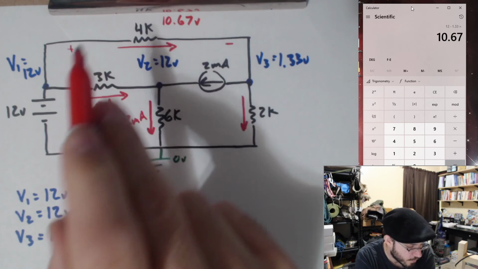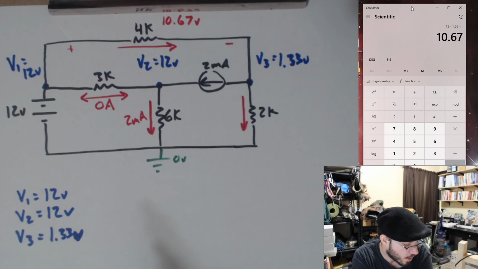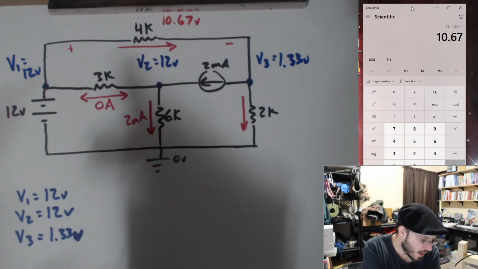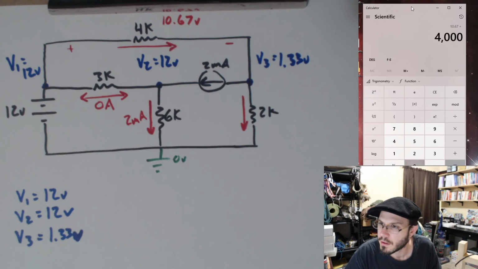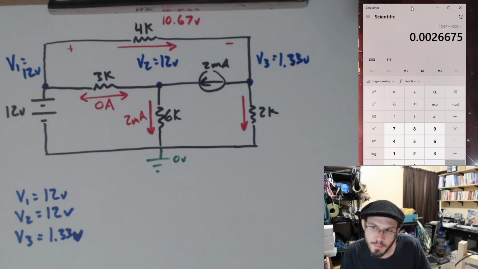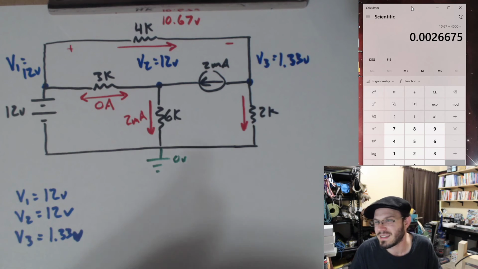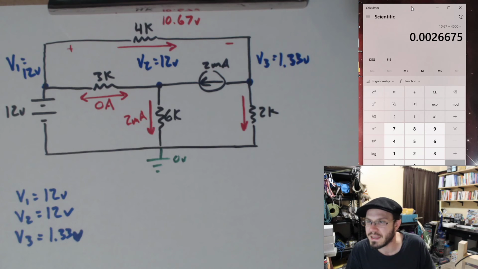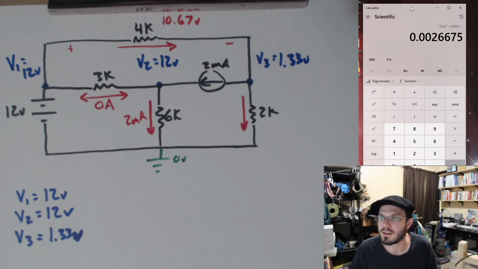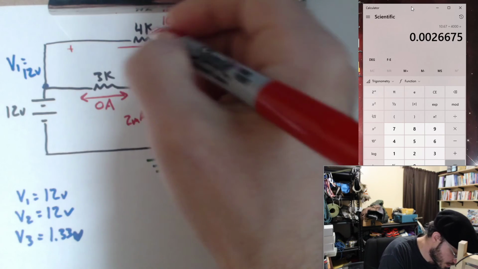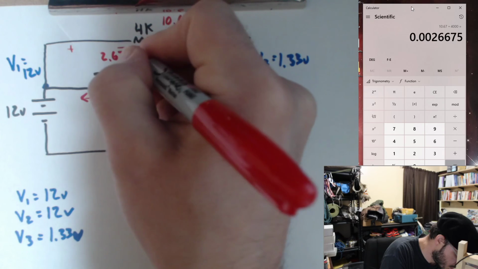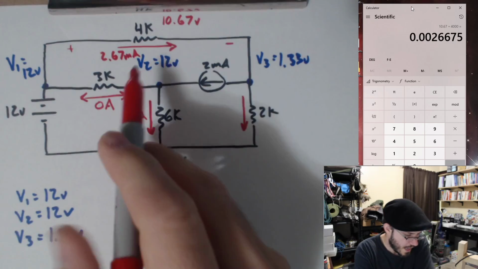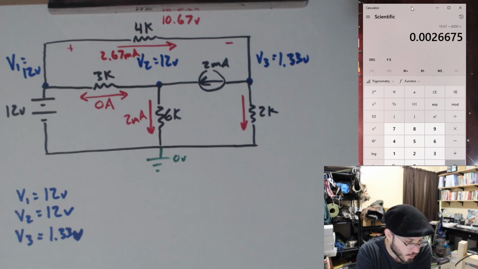So divide that by 4K and that'll give us the current. Okay. Let's go ahead and figure out what that is. 10.67 divided by 4K gives us 2.6675 or 2.67 milliamps. Okay, that's the current flowing through this 4K.